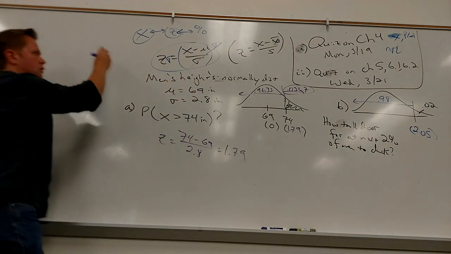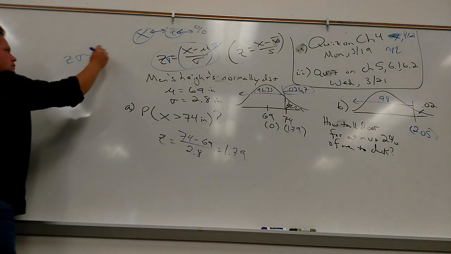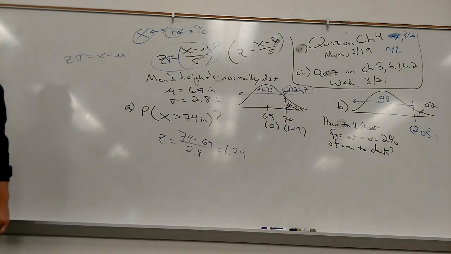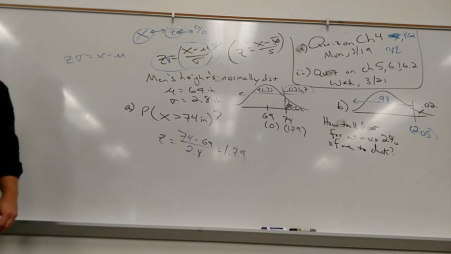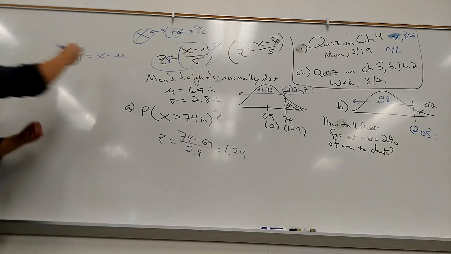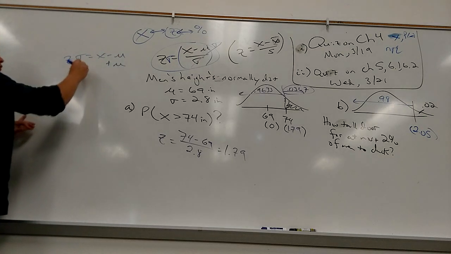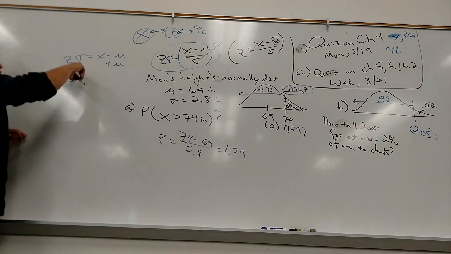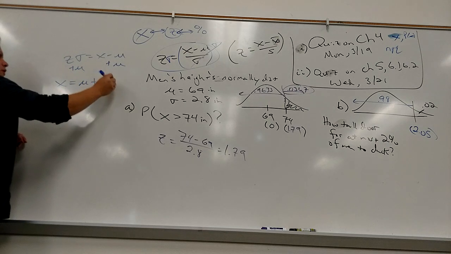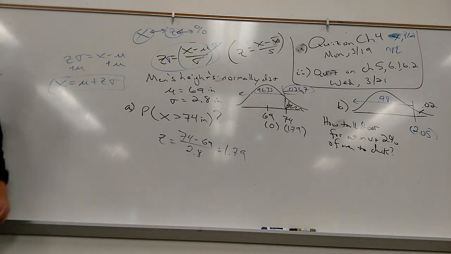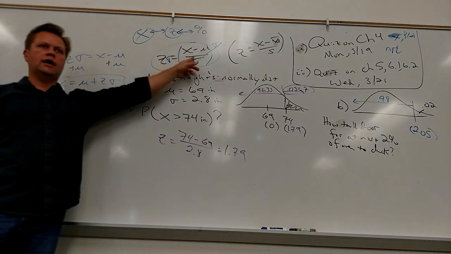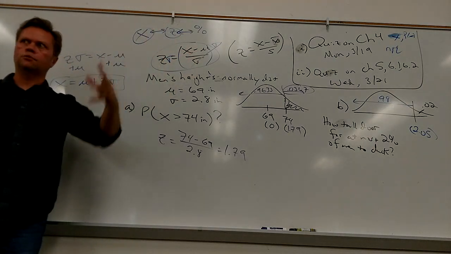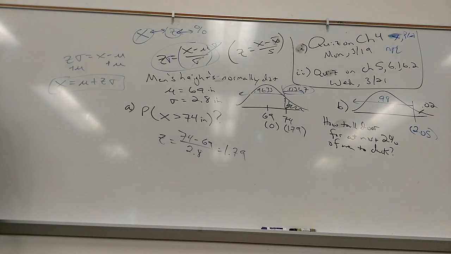Now I got z sigma equals x minus the mean. One more step to get x by itself. You add mu. So I get x equals mu plus z sigma. You write it like that. Do you realize that is the same formula as that, just reorganized in a more useful fashion for certain times?